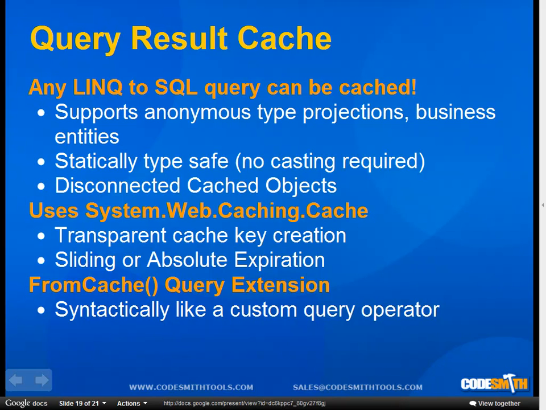So you create a query, all you do is add from cache on the end of it. It's a query extension, so you can put that into your chain as you're creating your queries. By default, when you call the from cache query extension, it's cached for 1 minute. However, you can configure that. You can add an absolute expiration, you can set a priority on it, or you can add a sliding expiration.